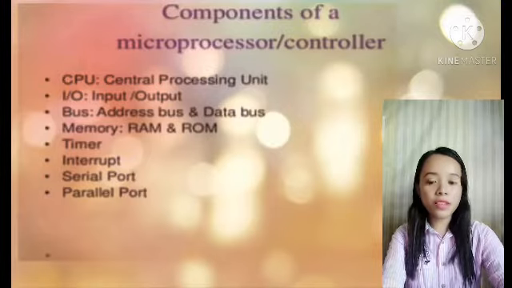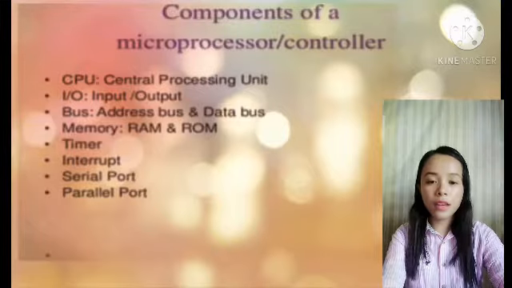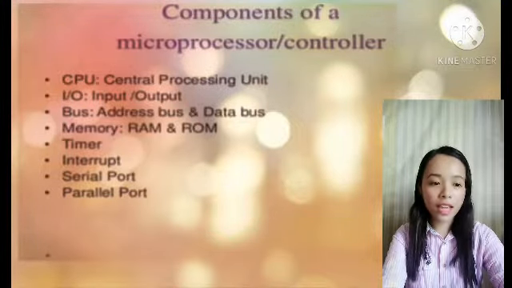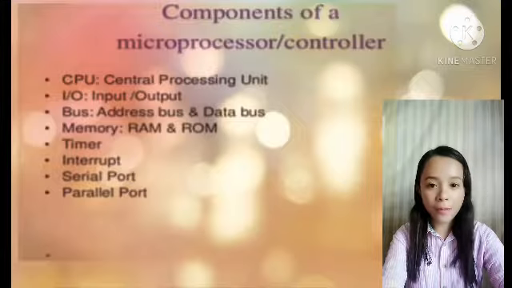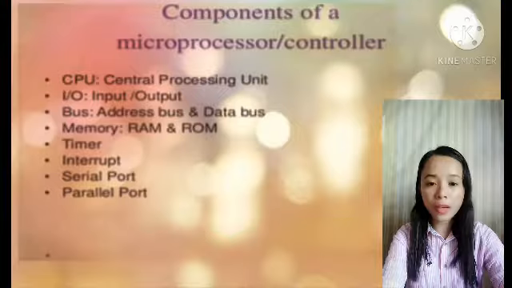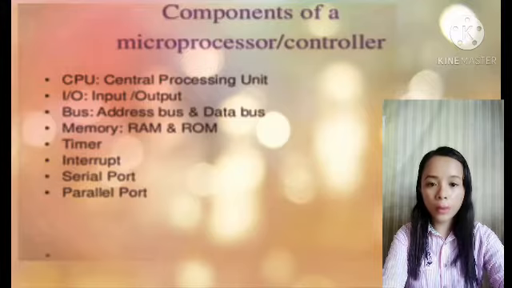So there are components of the microprocessor and the microcontroller. First we have the CPU or the central processing unit. The second one is the I/O or the input and output pins. The next one is the address bus and the data bus. Next is memory, RAM and ROM, or the random access memory and read-only memory. Next is the serial port, and lastly we have the parallel port. Those are the common components of both the microcontroller and the microprocessor.